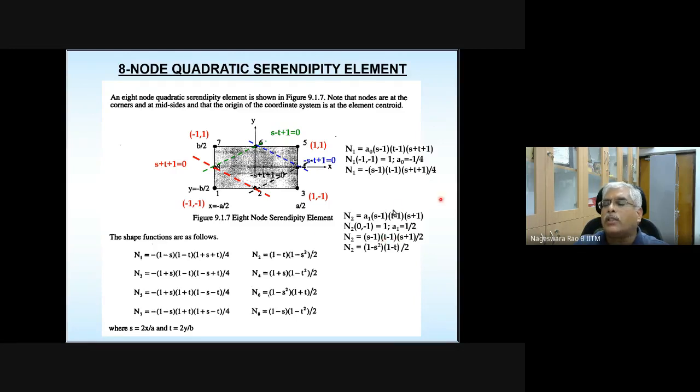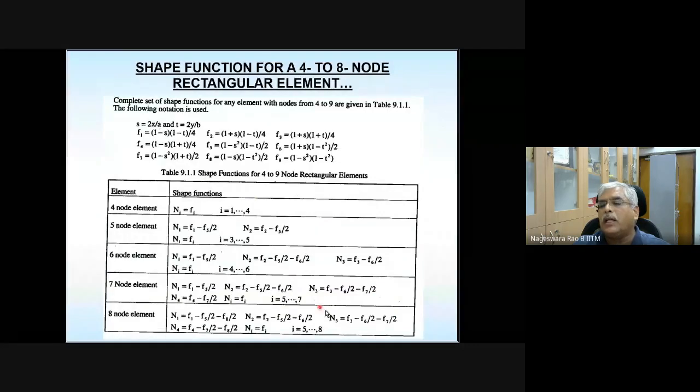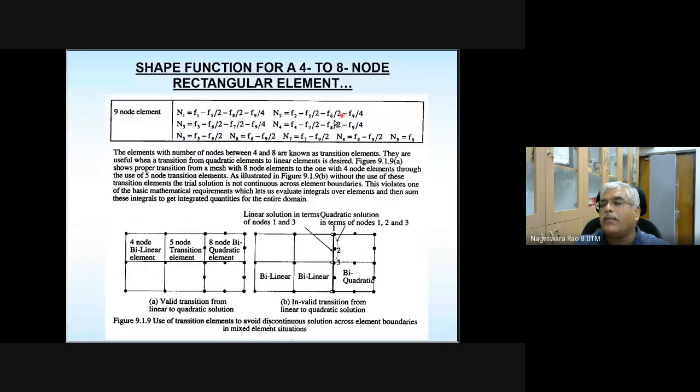So this is all about serendipity elements. Okay, I'm going to stop in a minute. With this explanation, you can easily tabulate the shape function expressions for different types of elements, node 4 to node 9. They're all given. Whatever explanation that I gave you, 5, 7, 8 noded elements can be used as transition elements. That explanation is given here. You can go through it, or we'll go through it once again in the next class.